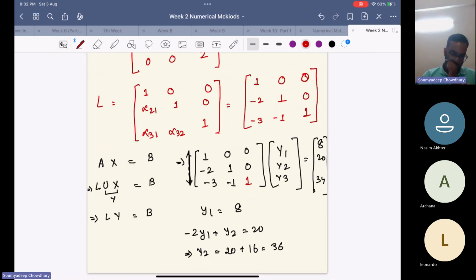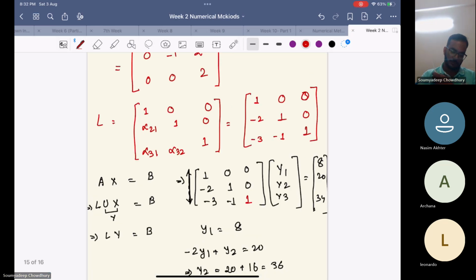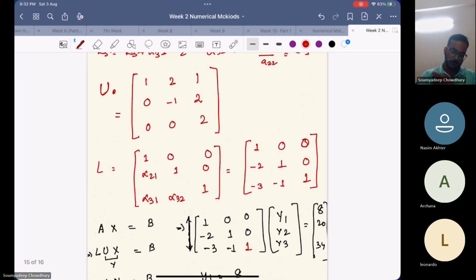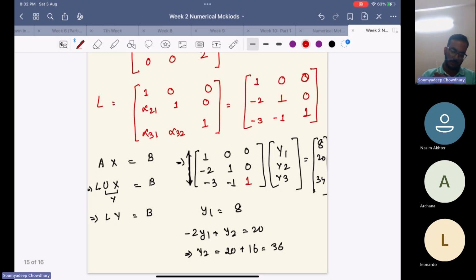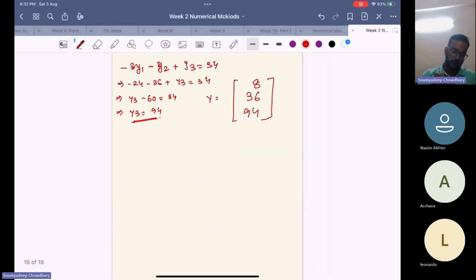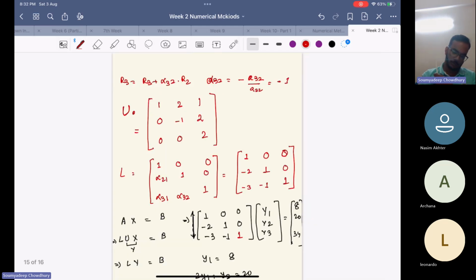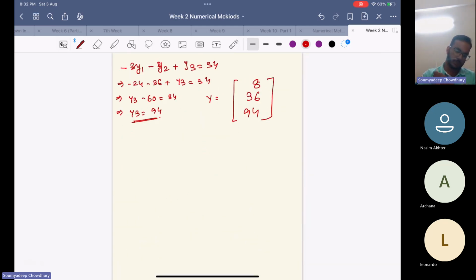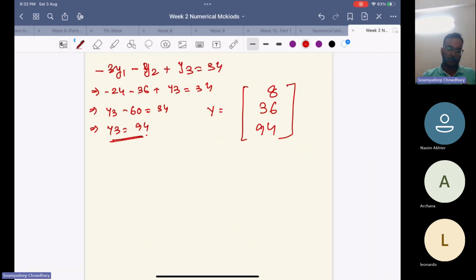Minus 2Y1 plus Y2 equal to 20; Y1 is 8, so minus 16 plus Y2 is 36. Minus 3Y1 minus Y2 plus Y3 equal to 34; minus 24 minus 36 is 60. Yeah, it is fine. So now we have got Y, right?